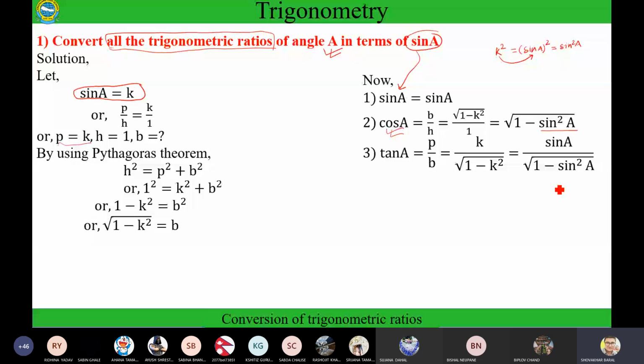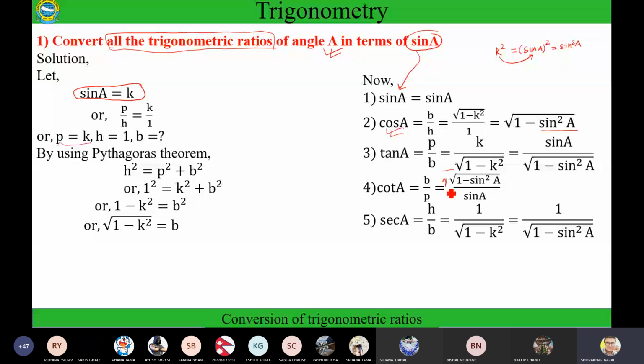Similarly, for cot A, the formula is B by P. I'm writing it directly because it's the reciprocal: square root of 1 minus sine square A by sine A. You may also write the value of B in terms of K, square root of 1 minus K square, and P is K, and substitute them in the formula. So 1 minus K square is 1 minus sine square A, and the value of K is sine A in the denominator.